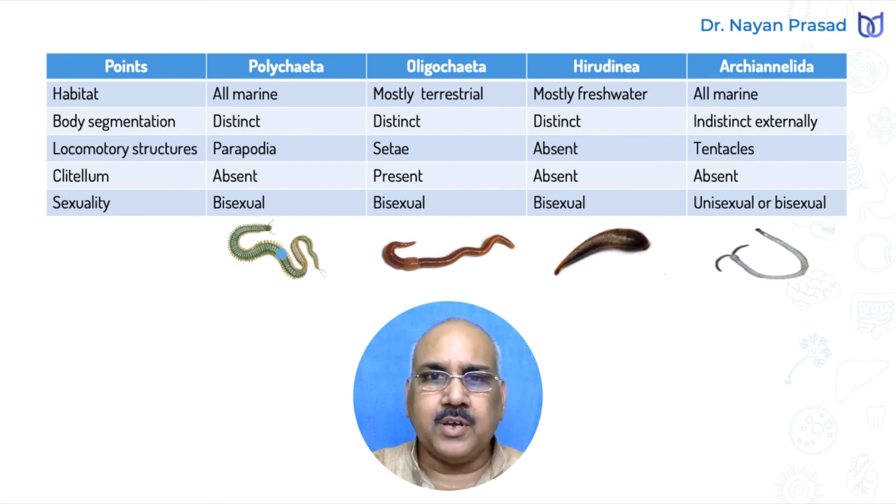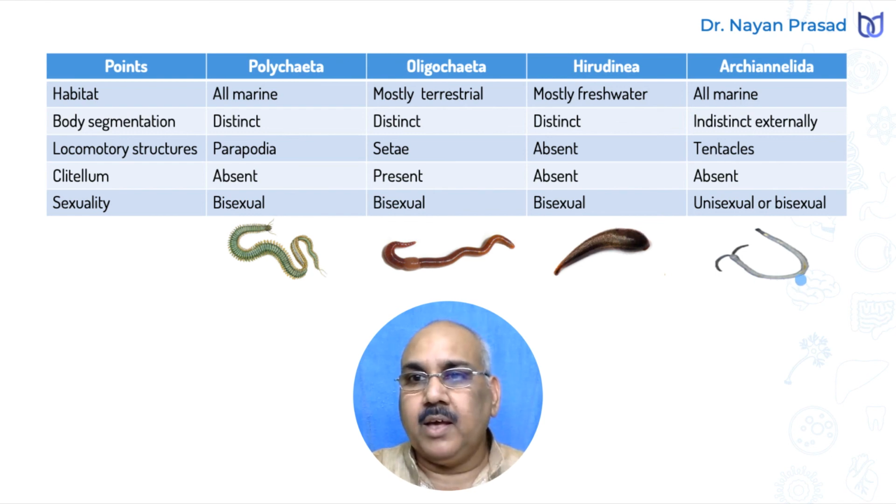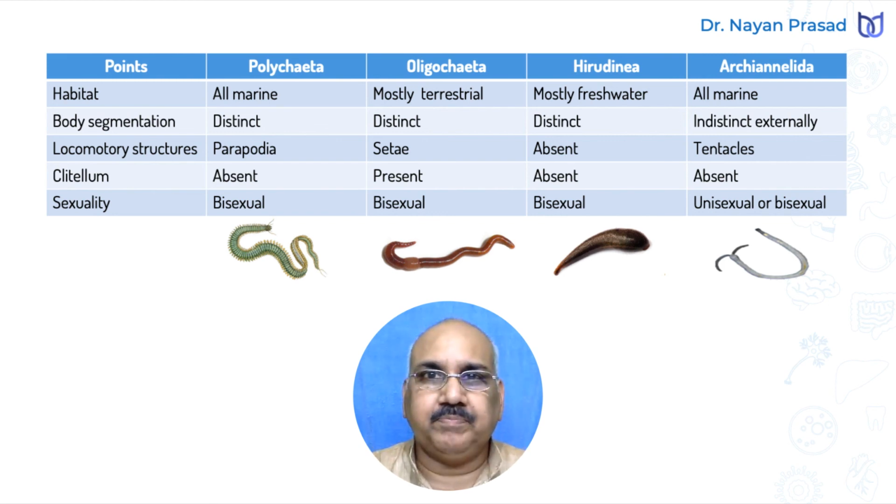Remember the examples. Nereis comes under Polychaeta, having parapodia. Earthworm having setae under Oligochaeta. Leech with suckers under Hirudinea. Hirudinea is the name of the class and also the name of the member. Polygordius under Archiannelida. This is all about the classification of phylum Annelida.